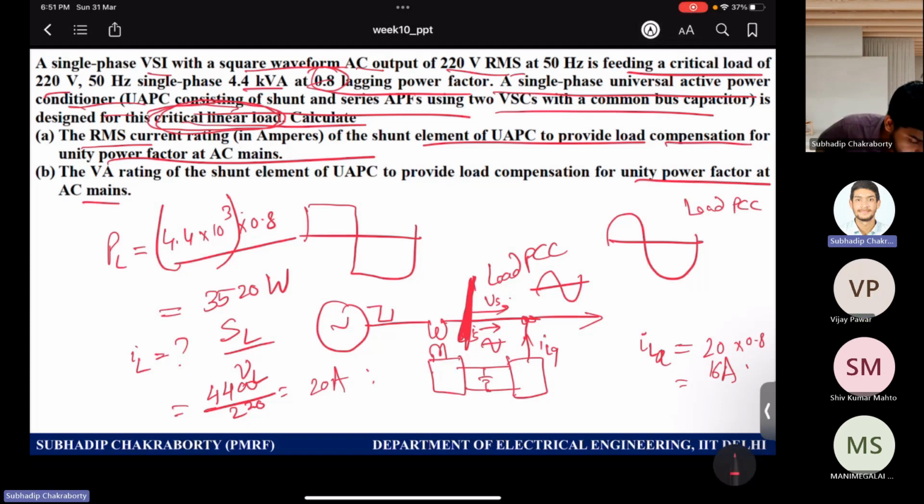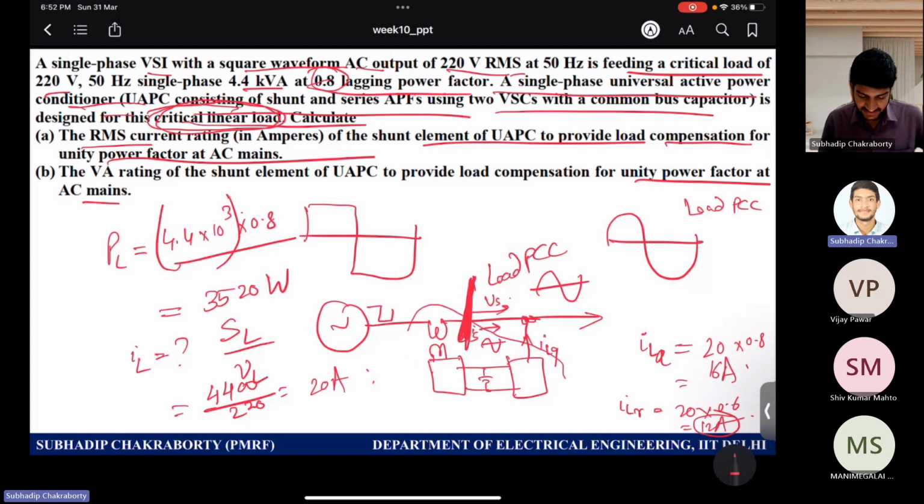Now you calculate the fundamental of the voltage. Also calculate the reactive component of the load current. Active and reactive, okay. So what will be the reactive component? 20 into 0.6, 12 amps. So my question is, the load has a reactive current component of 12 amps. Who will compensate for this 12 amps? Series or shunt? Shunt. Yes. So shunt, who is sitting there? That shunt APF. How much reactive current will it handle? 12 amps.